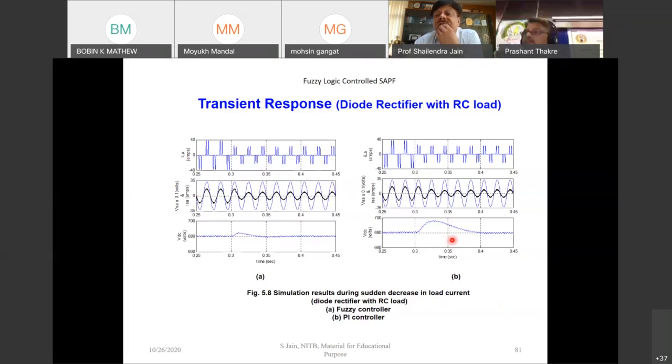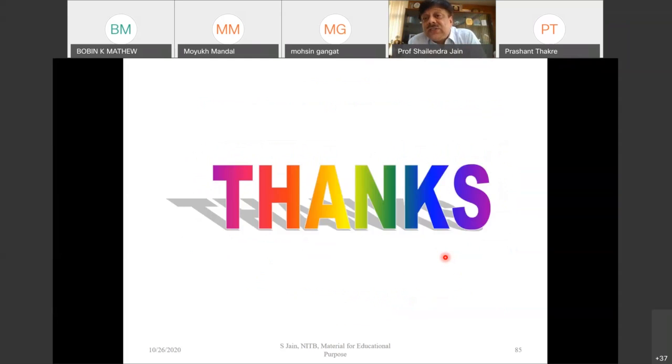Then we will see that the transient response is better, and in fact in this particular case of active power filtering, even the steady state response with error in steady state is found better with fuzzy controller as compared to PI controller. So with this, let me extend my thanks for a monologue kind of thing.